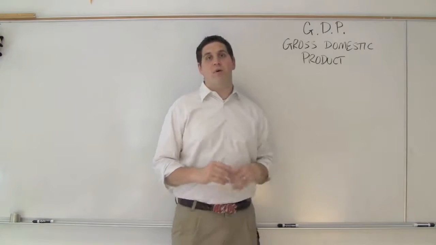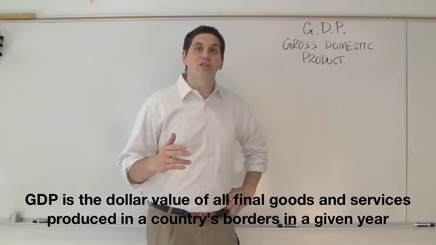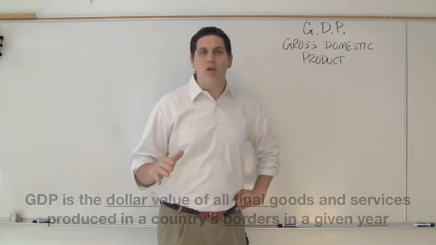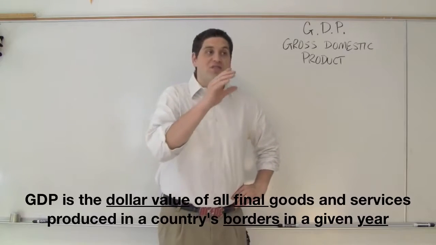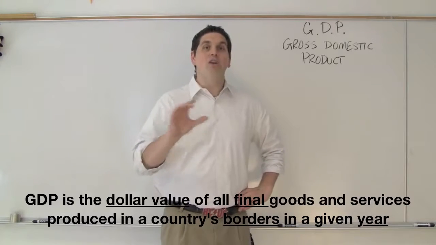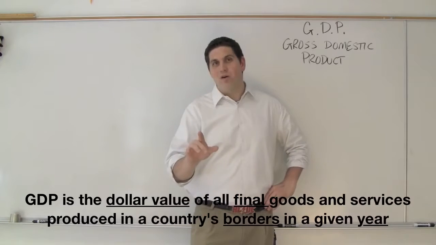GDP, gross domestic product. Gross domestic product is the dollar value of all final goods and services produced within a country's borders in a given year. What was that? Dollar value. It's measured in dollars. It's not the number of stuff we made, the number of chickens and cars and houses. It's the dollar value of those things. Instead, it's final goods. We don't include something called intermediate goods. I'll explain in a minute.